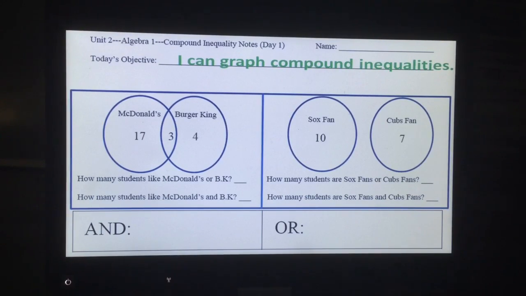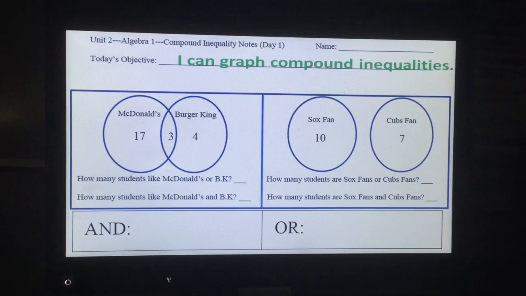Now there's two different types of compound inequalities. We have the and compound inequality and we have an or compound inequality. Now to help you understand the differences between them, I have a couple of Venn diagrams that will help you try to understand the difference between the word and and the word or.